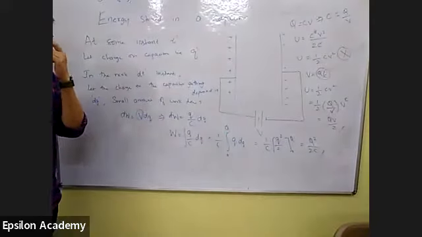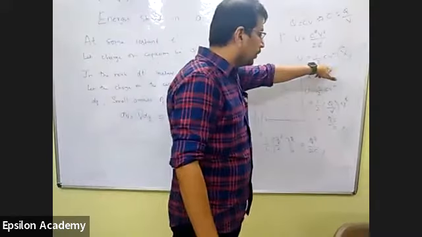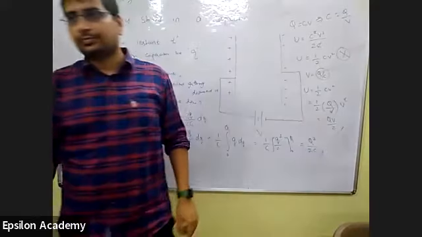Okay. So these are the three formulas that you need to know. Q square by 2c. Okay. Half cv square and q into v divided by 2.